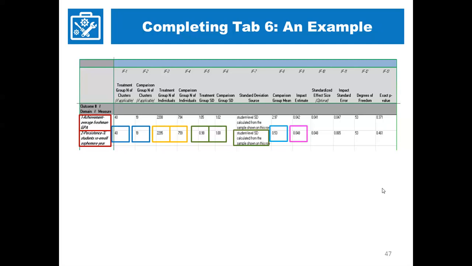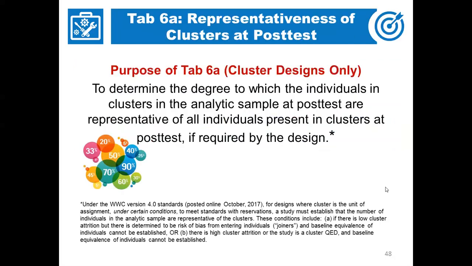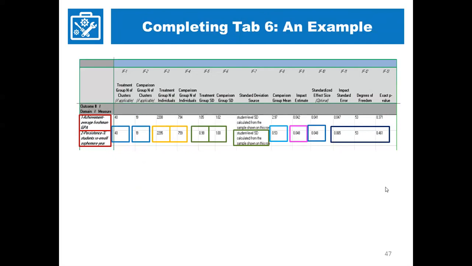Then you enter the impact estimate from your analyses. This is the coefficient on the treatment variable in your impact analysis. And then the other results from the analysis that you want to enter are the standard error for the impact estimate, the degrees of freedom, and the exact p-value from your two-tailed test of the treatment effect. In addition, you can enter the standardized effect size, which is the impact divided by the pooled standard deviation.